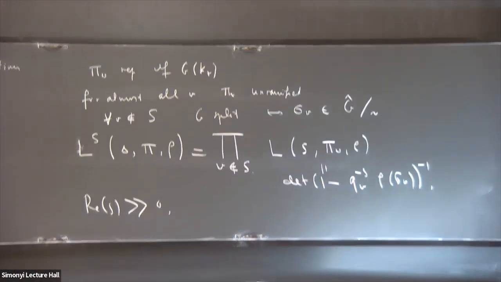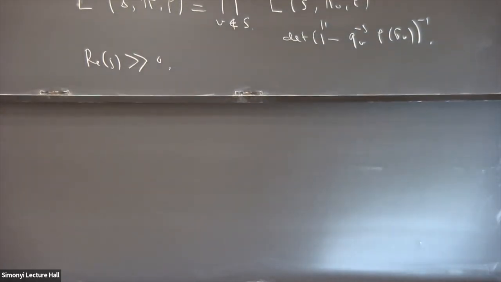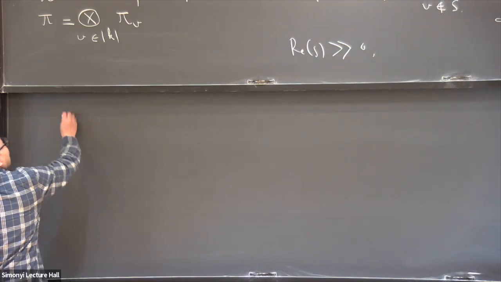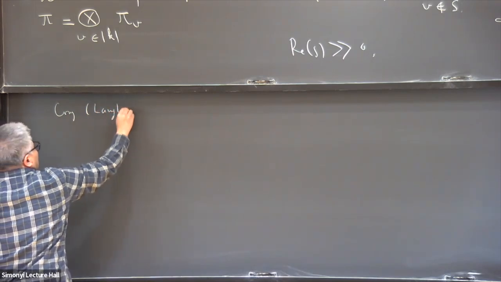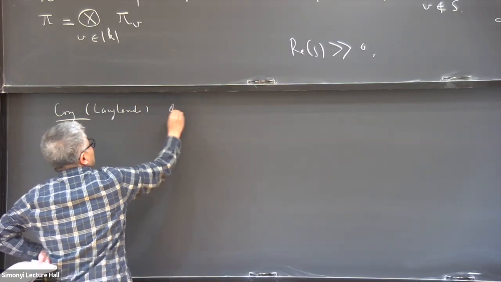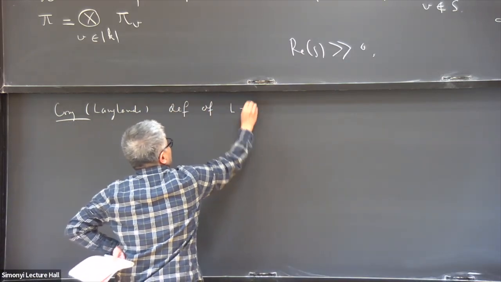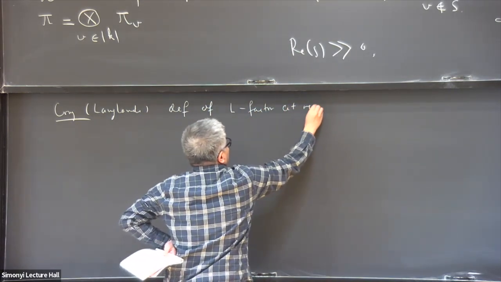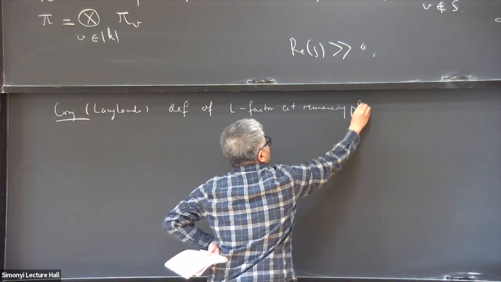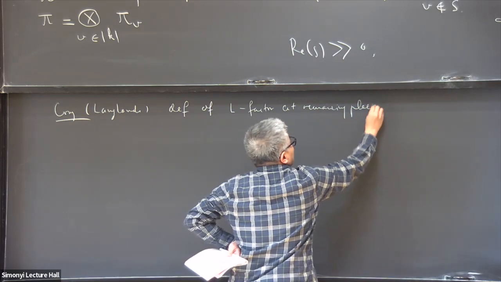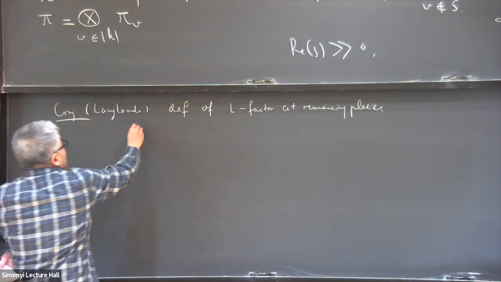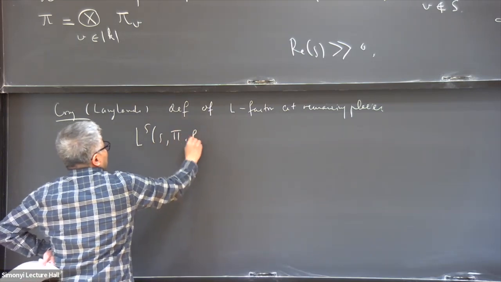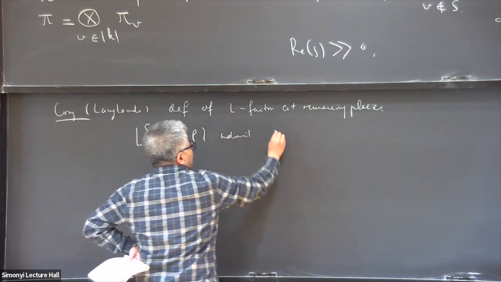So for this, the paper of Langlands formulates a couple of conjectures, including that you can define the L factors at the remaining places, coming from the local Langlands correspondences. And so this L_S admits meromorphic continuation.